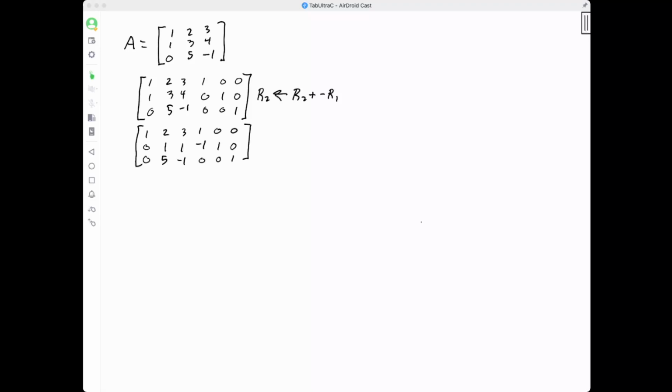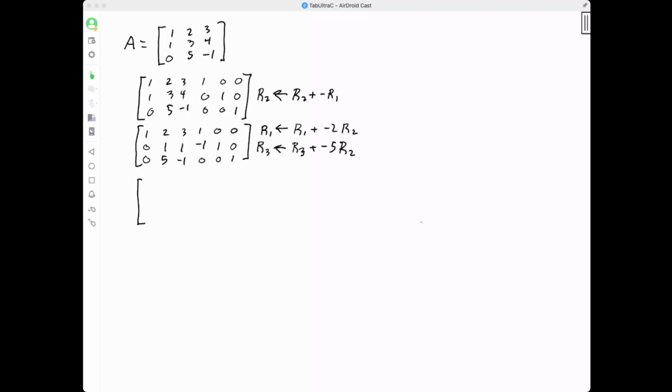Now I have my pivot position in row 2 is the one that I want it to be. So I'm going to use that to zero out everything below it. So I'm going to replace row 3 with row 3 plus negative 5 times row 2. And I might as well go ahead and zero out everything above it as well. So I'm going to also replace row 1 with row 1 plus a negative 2 times row 2.